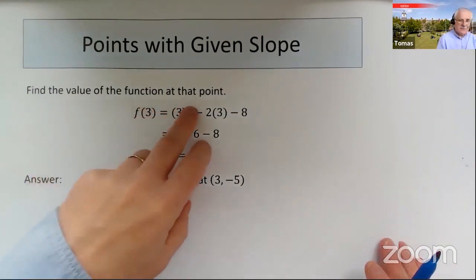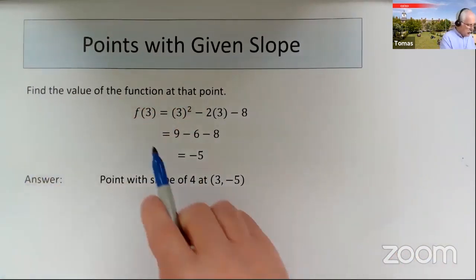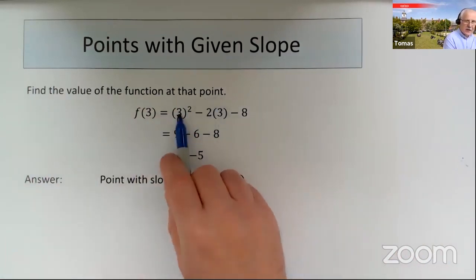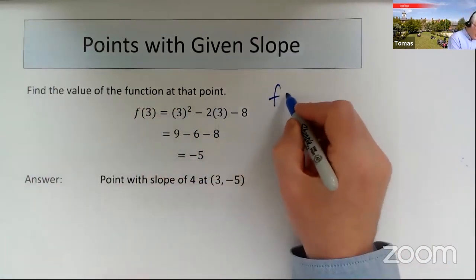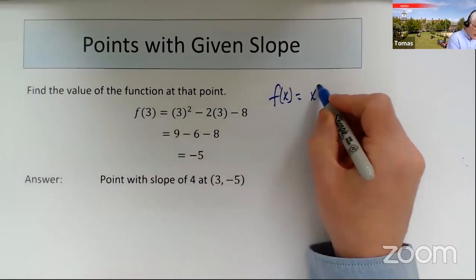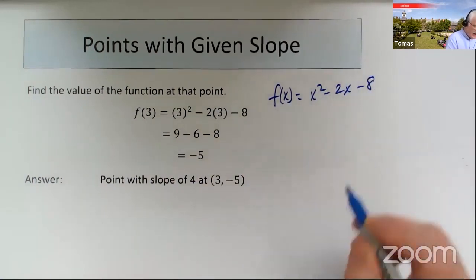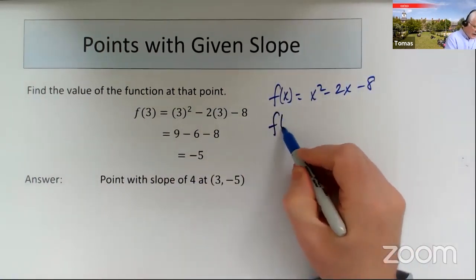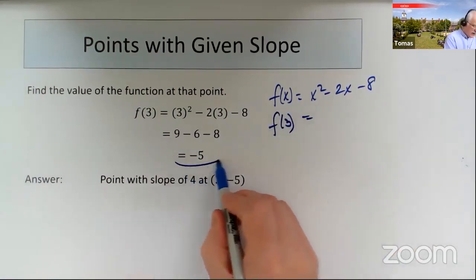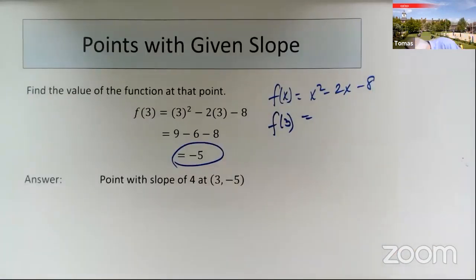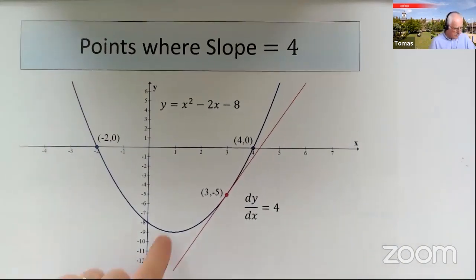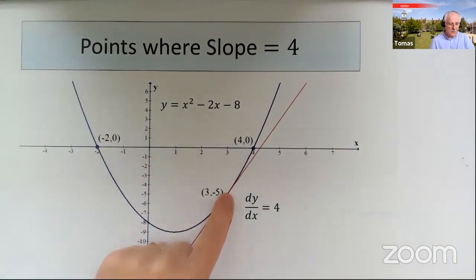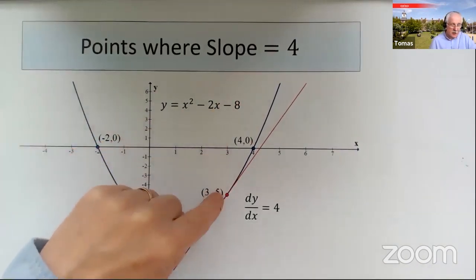Find the value of the function at that point. So when x is 3, what's the value of the function? Again, we've got f(x) equal to x squared minus 2x minus 8. So we put in f(3) into that, and we find at (3, -5). So if I go back to the original graph, at (3, -5), there's the function, there's the point 3.